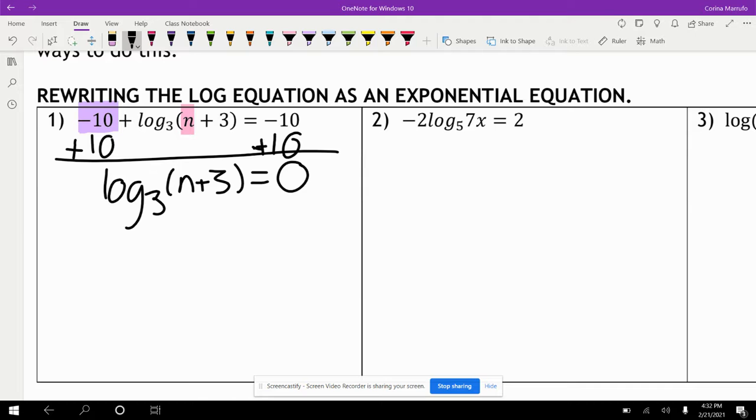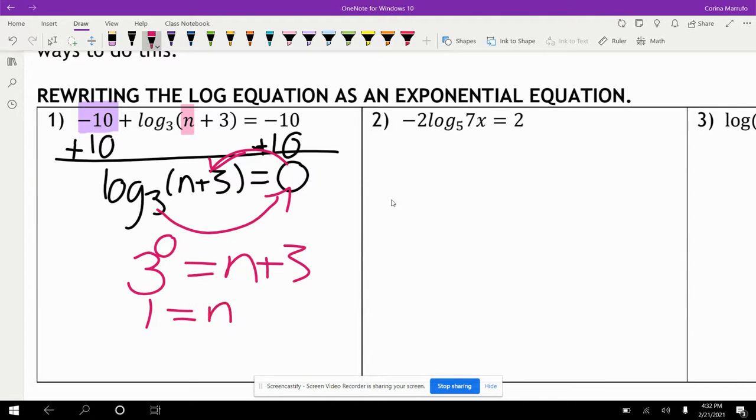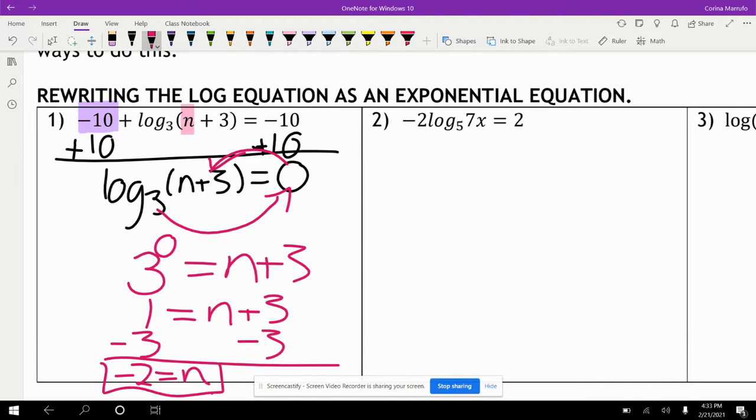is going to give us 0. Now once you get the log by itself, then we change it to exponential form. If you don't remember how to change into exponential form, you start off with the base. Our base here is 3, and it's to the 0 power equals this piece right here, which is n plus 3. Well, 3 to the 0 power gives you 1, so 1 equals n plus 3. To solve for n, we're going to subtract the 3. And 1 minus 3 gives us -2. So that's what is equal to n. n equals -2. And that's it.